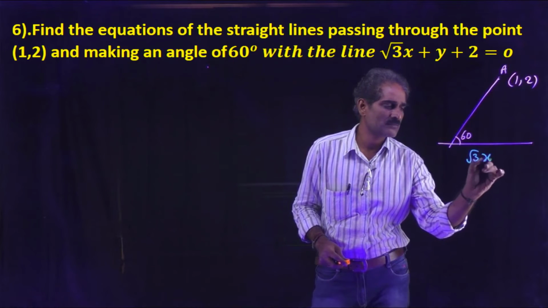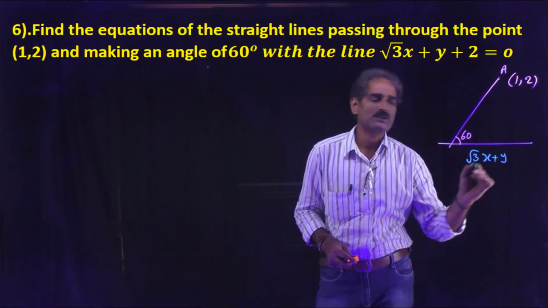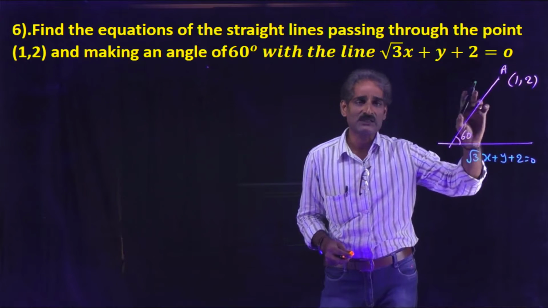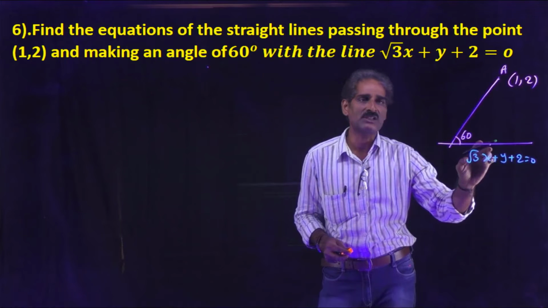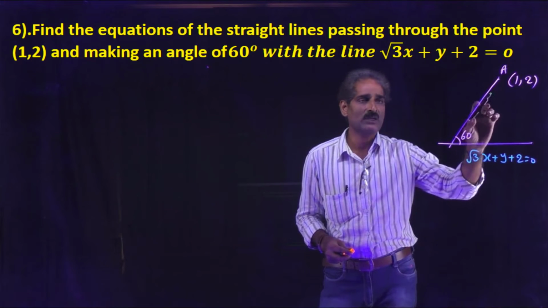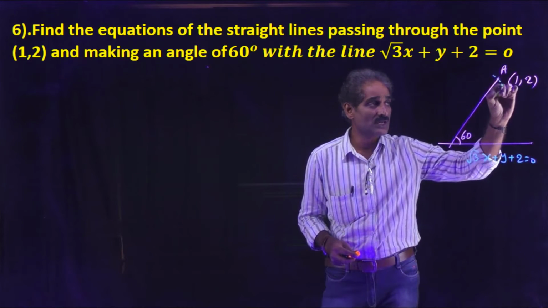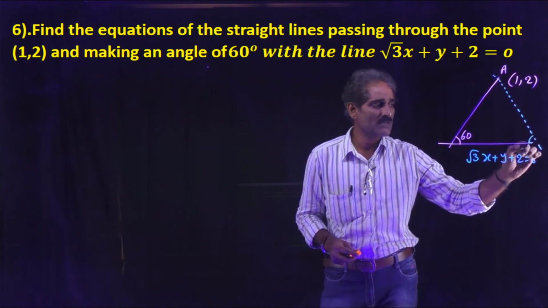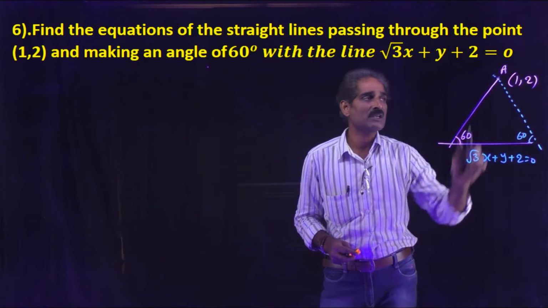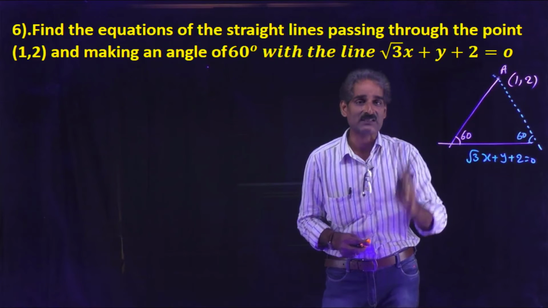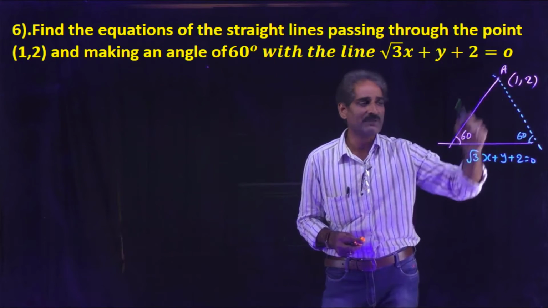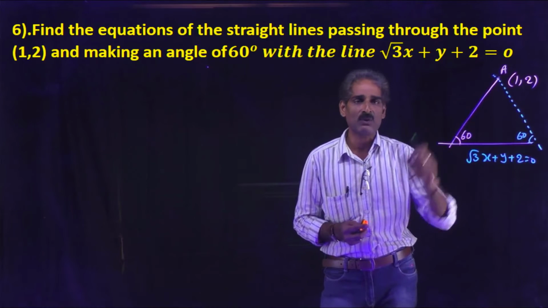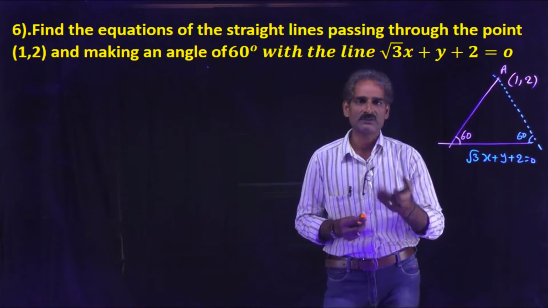Root 3x plus y plus 2 equal to 0. We have to find the equation of the lines passing through this point and making an angle of 60 degrees with another line. So this is one of the lines. There is another line which is also passing through the same point and making the same angle of 60 degrees. That means there are two lines passing through the point and making the same angle of 60 degrees with the given line. We already discussed the same type of problem in the previous slide.